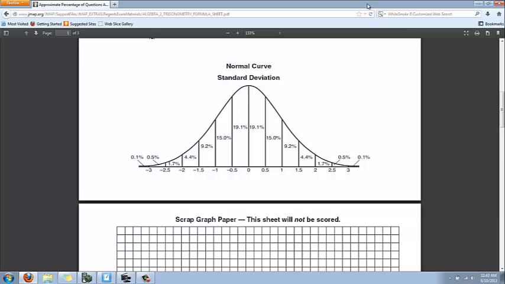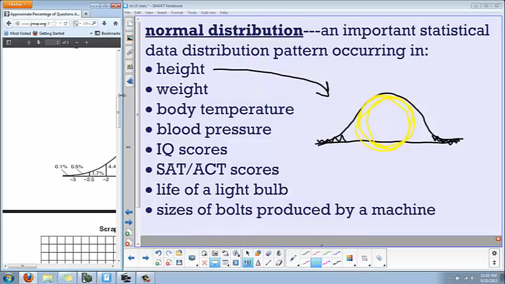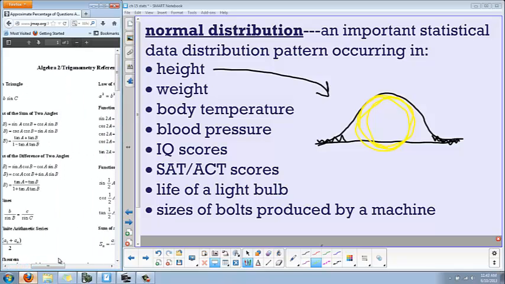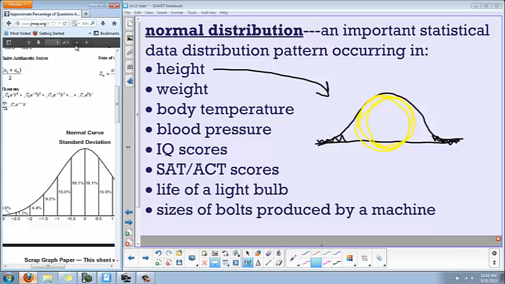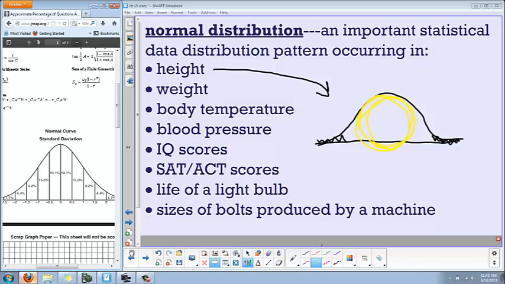But I do want you to have your reference sheet out in front of you while we're going over this, just so that you can look at it as we're going, okay? All right.